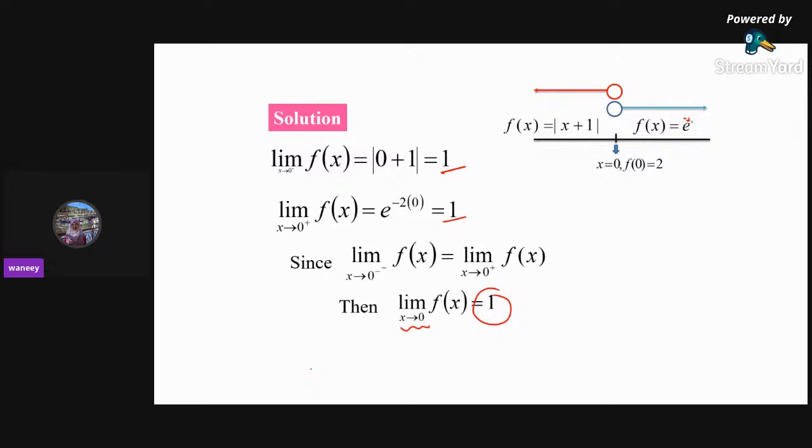So calculate the left hand side first, then the right hand side, left, right. And if they are both equal, then we can say that the limit as x approaches a number, without left hand side or right hand side, will be 1.